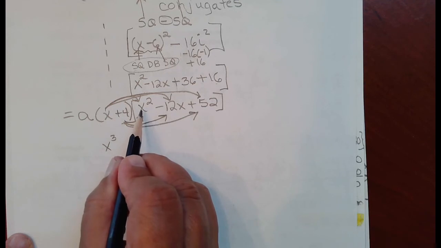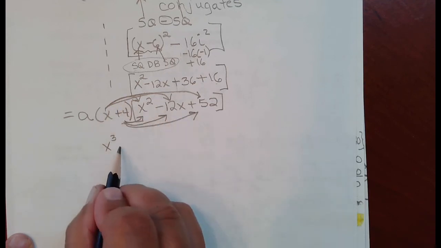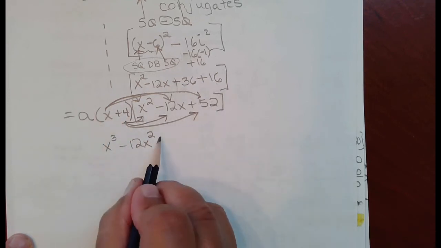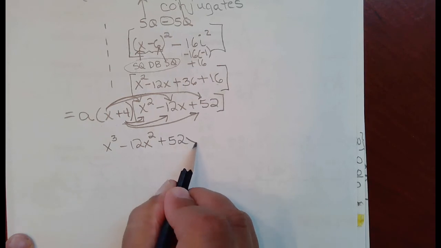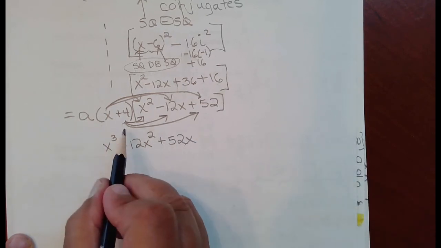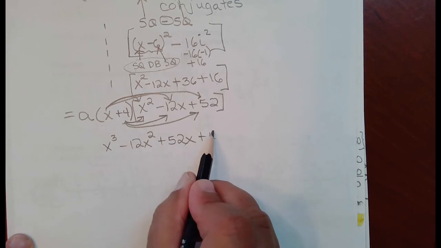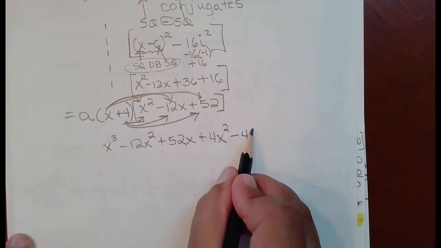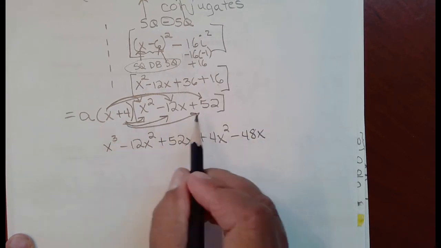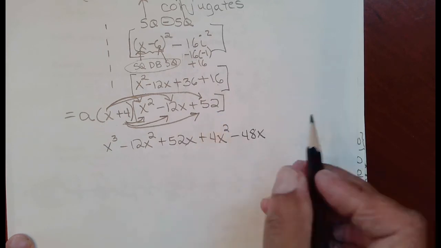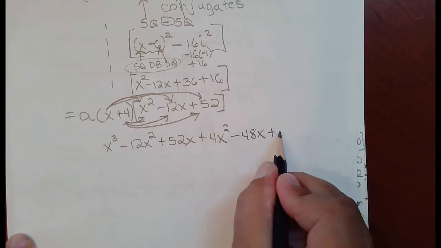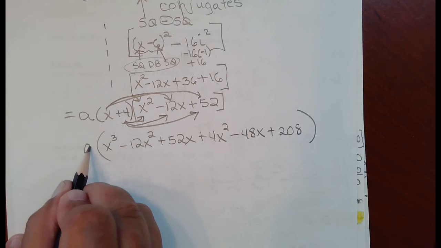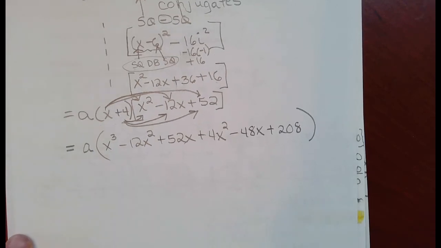So x times x, just follow the arrows, x cubed. X times negative 12, negative 12x squared, and then x times 52, 52x. Upside down arrows, 4 times x squared, 4 times negative 12x is 48x, and then 4 times 52 is going to be 208. All of this is being multiplied by the leading coefficient, which again we still don't know.